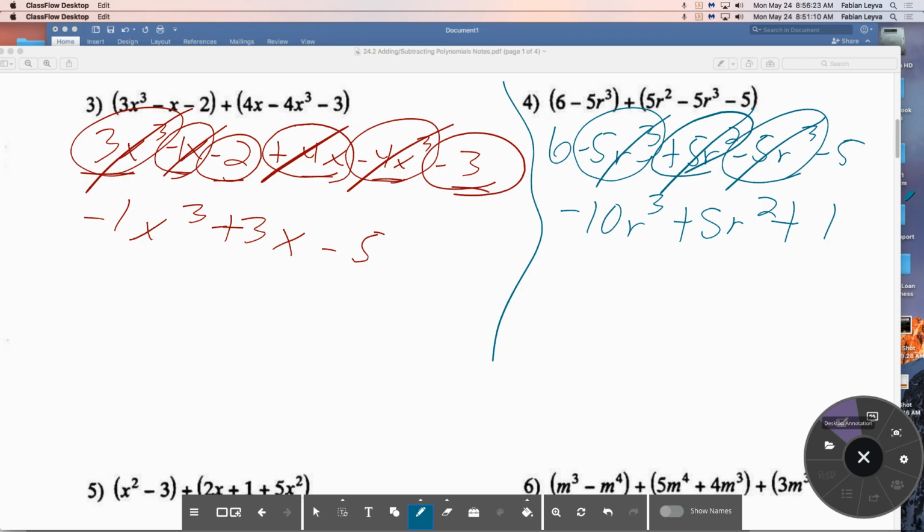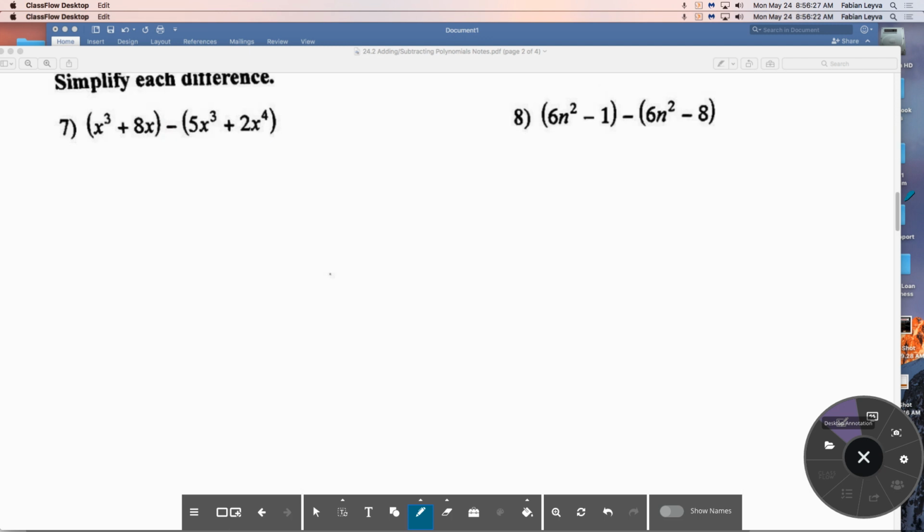All right, check out numbers 7 and 8. What do you notice about this one that's different than all the ones that we've done before? What are we doing now? There we go, we're subtracting them. So nothing really changes in terms of combining like terms and our overall goal, which is to just simplify. We're just going to this time be a little more purposeful with that negative.